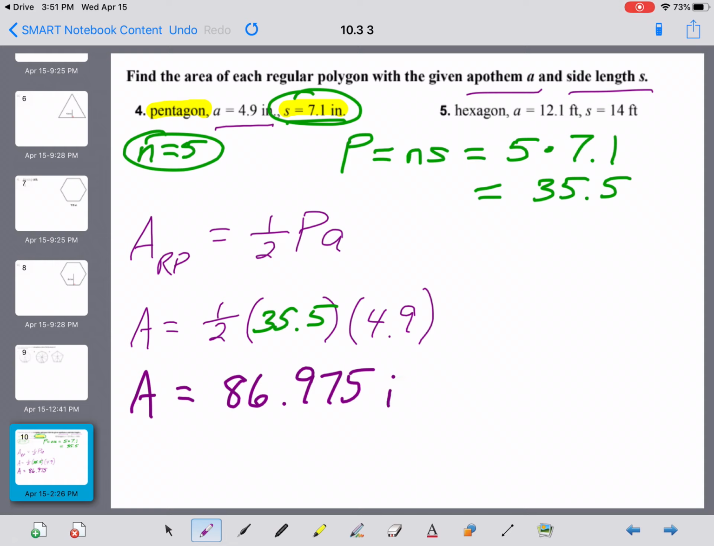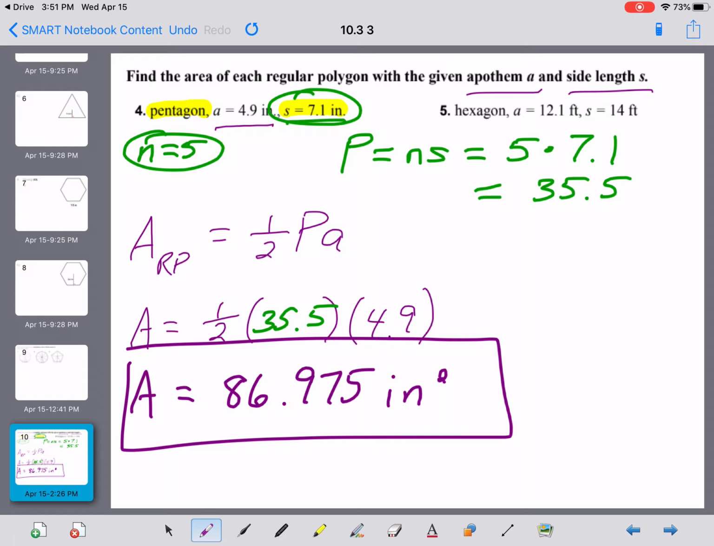Everything was in inches, so the area here is going to be square inches. So that's how you do those problems.